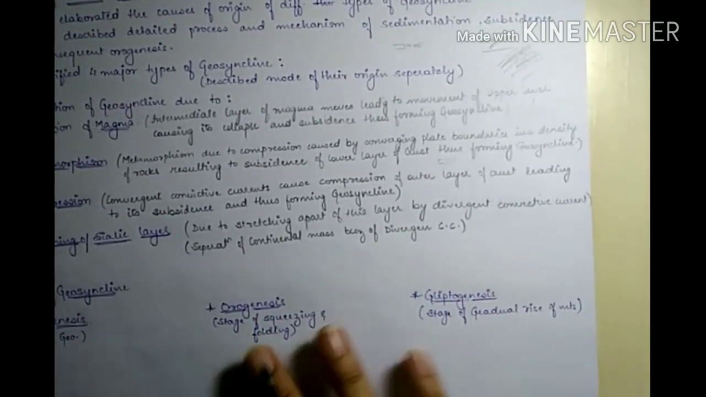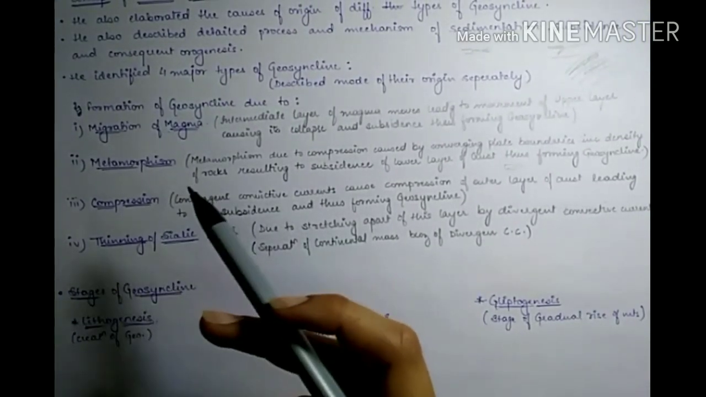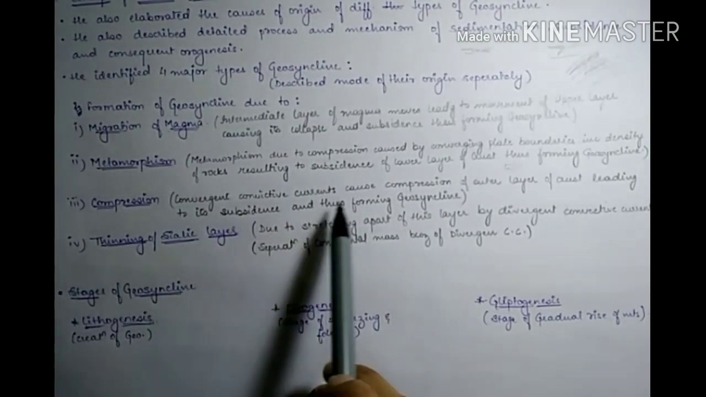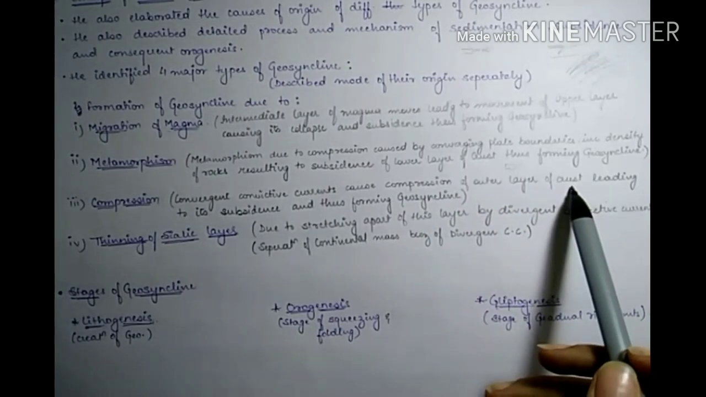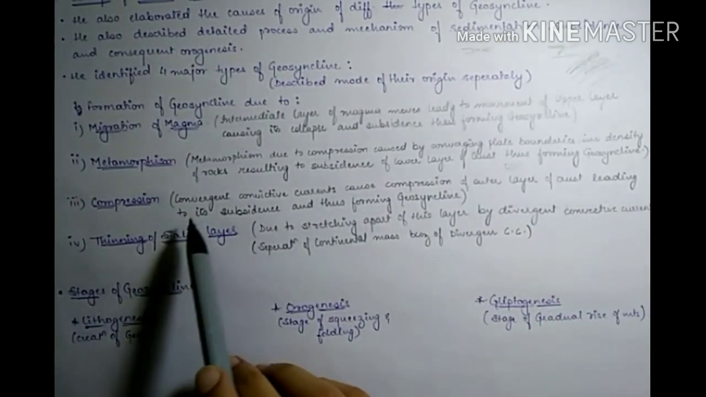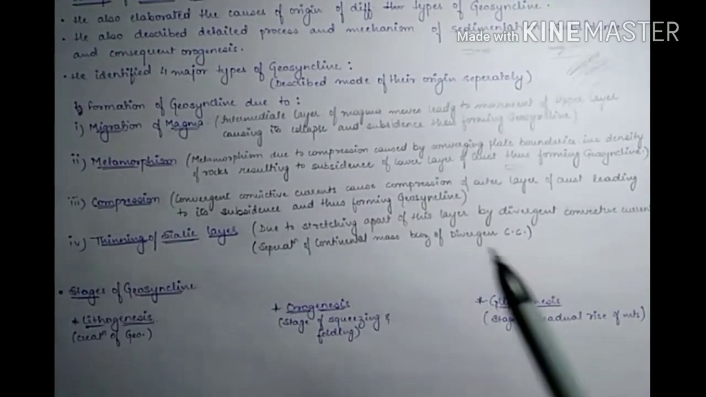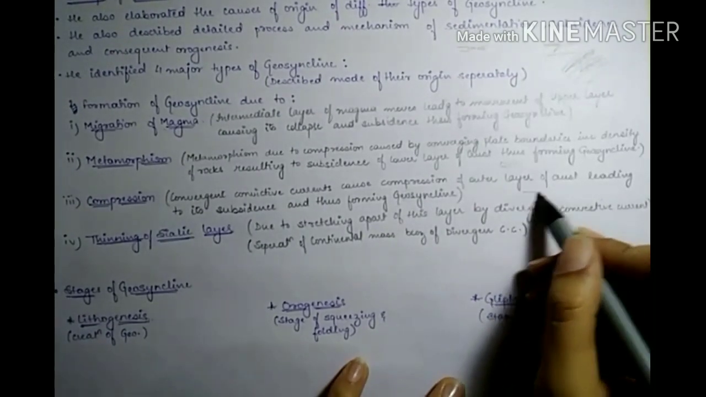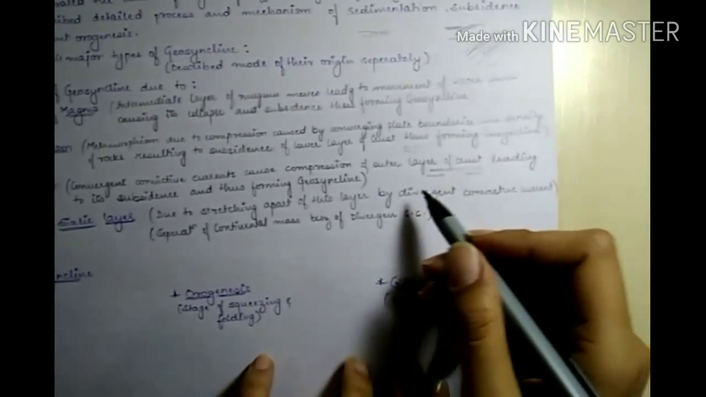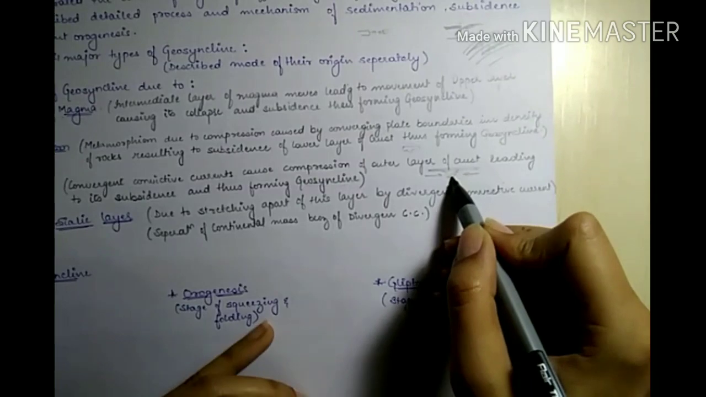Next is due to compression. Compression is the same as metamorphism. The convergent convective currents cause compression of the outer layer of crust, because of which this layer subsides, and thus forming geosynclines. So there are converging currents, because of which the outer layer of crust is compressed and subsides.